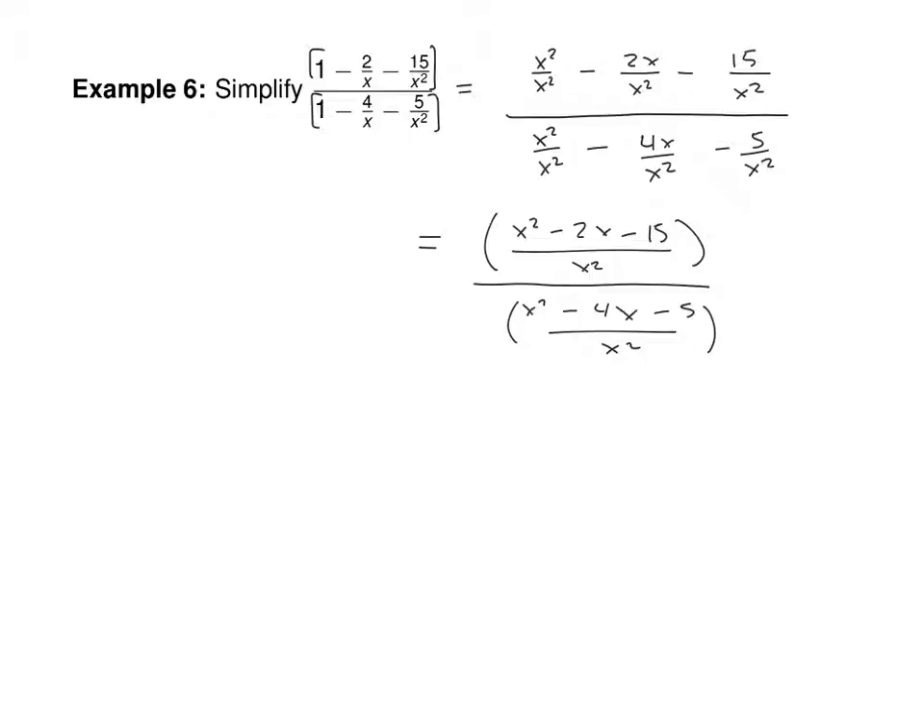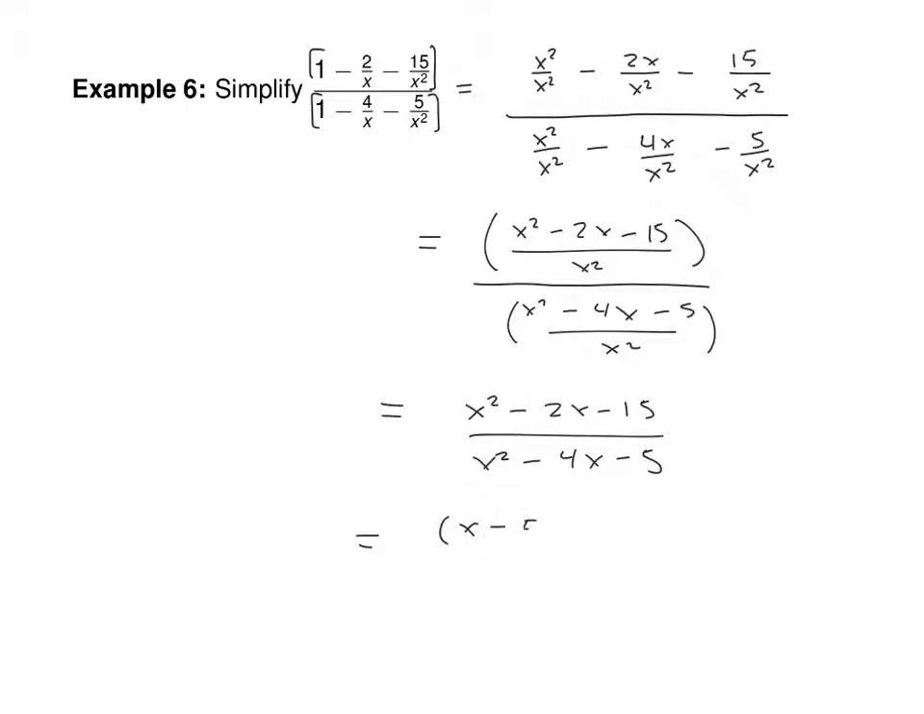Does it make sense that those x squareds are going to cancel? Technically, you could reciprocate this to the denominator, right? And then the x squareds would cancel as well, or you could multiply by x squared, but the kicker is the x squareds cancel. And now all you have is x squared minus 2x minus 15 over x squared minus 4x minus 5. You should always ask yourself, could I simplify this more? Like, could I factor and cancel some more? How does the numerator factor?